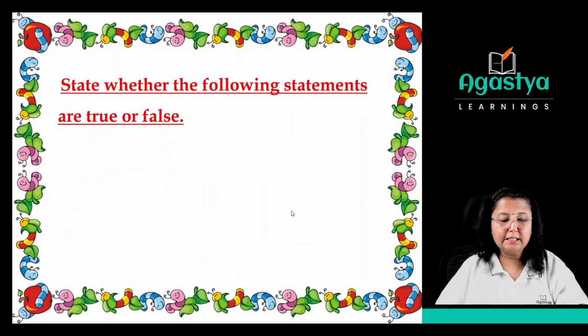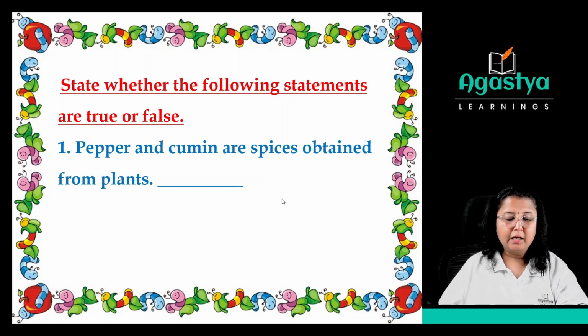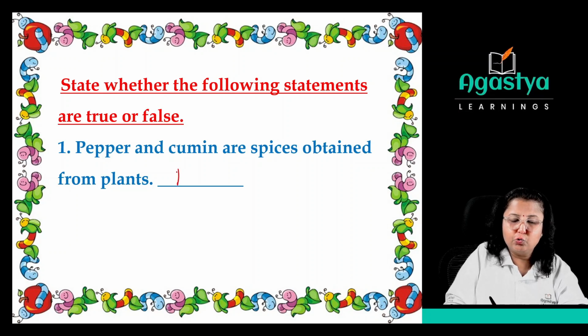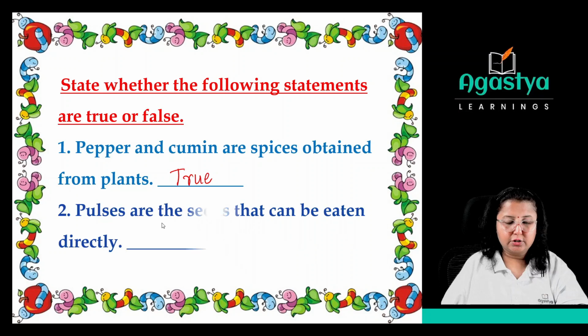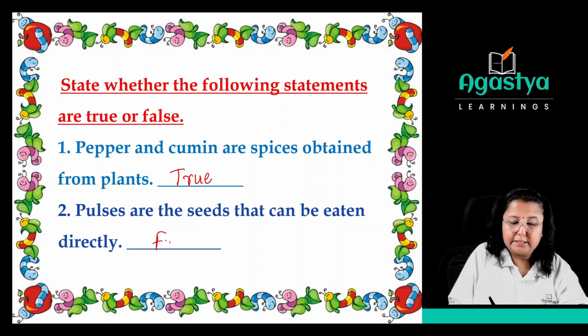Next, state whether the following statements are true or false. The first one: pepper and cumin are spices obtained from plants. Yes, it is true. Next: pulses are seeds that can be eaten directly. No, we have to cook them. So it is a false statement.